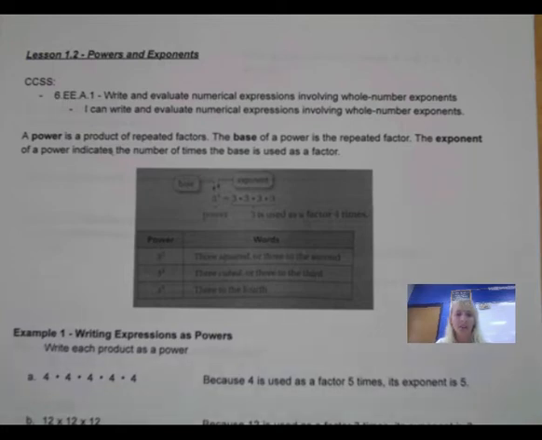Welcome to Chapter 1, Lesson 2, Powers and Exponents. The Common Core standard we will be working on during this section is to write and evaluate numerical expressions involving whole number exponents.